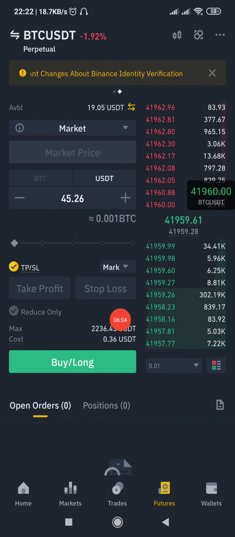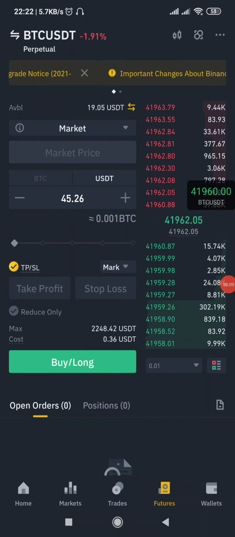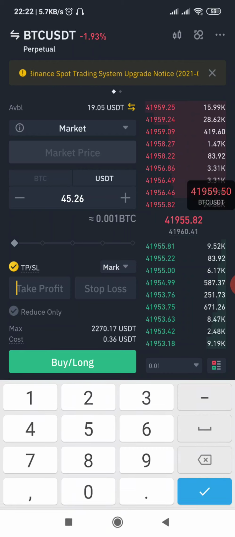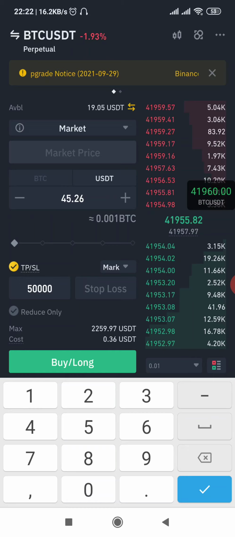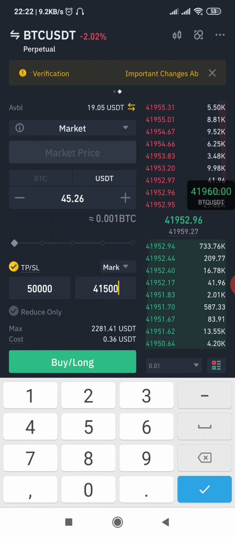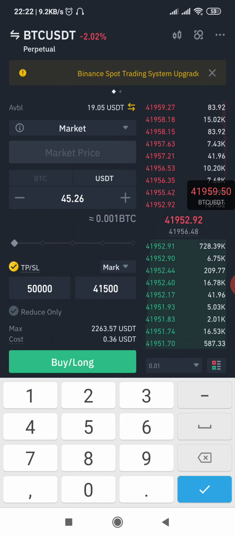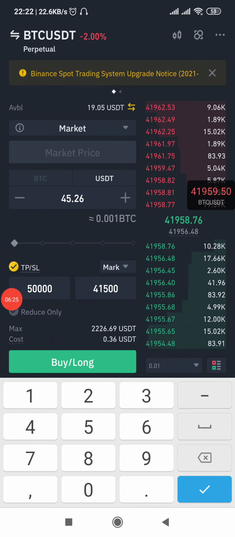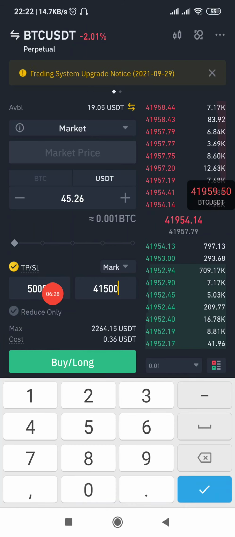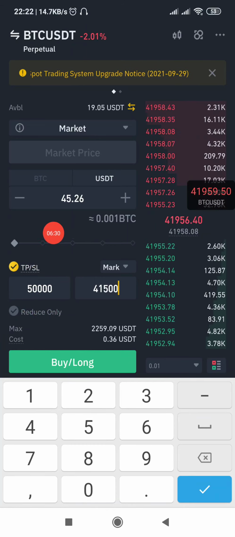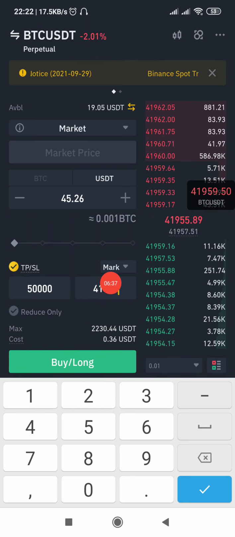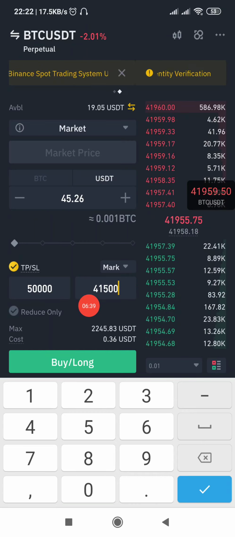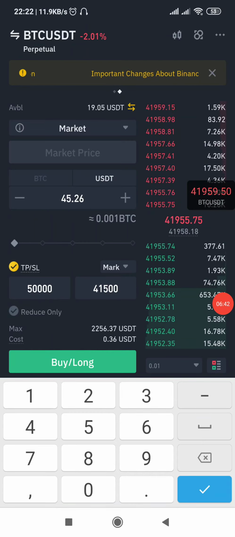Then the next one here is your take profit and stop loss. So I'm entering at market price. I can put my take profit to be like 50,000, and my stop loss to be, let's say, 41,500. What does this imply? This implies that if the price keeps rising and gets to 50,000, it's going to close for me in profits because I'm buying. On the other hand, if the price starts declining and goes against me and gets to 41,500, it will close the loss for me. I don't want to have more loss.